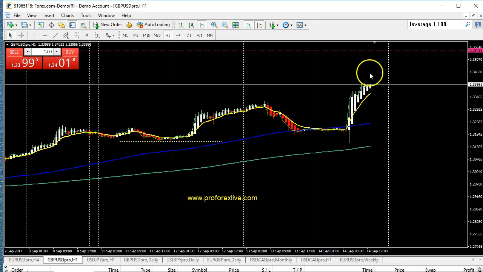So we just keep an eye on that for tomorrow as we continue on and monitor the situation on this currency pair.